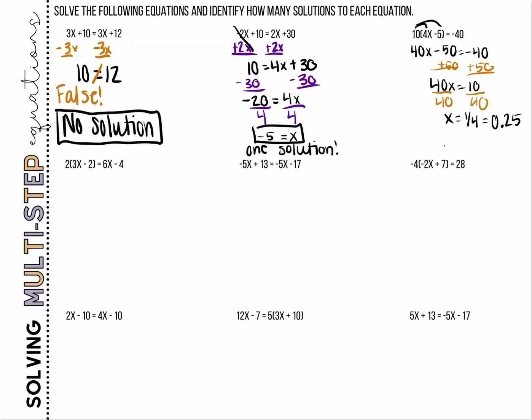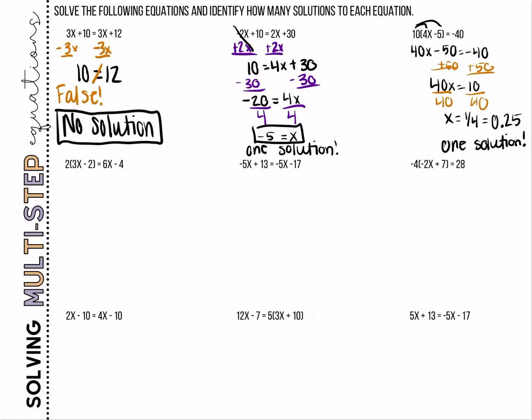That is one solution. X is that specific number, 1/4. Okay, that's the only number that makes this equation a true equation, makes it solvable. It's the answer. Okay, so let's go to the next one.